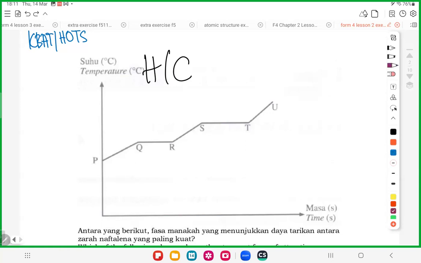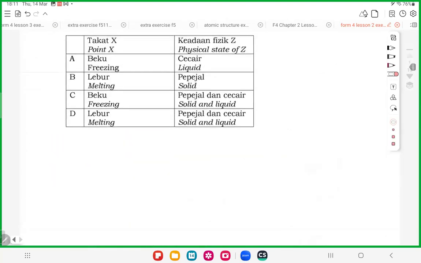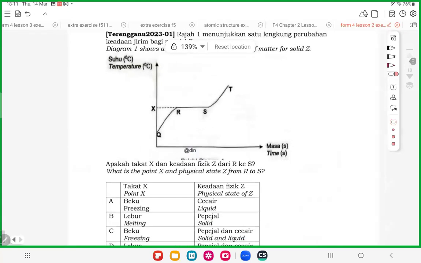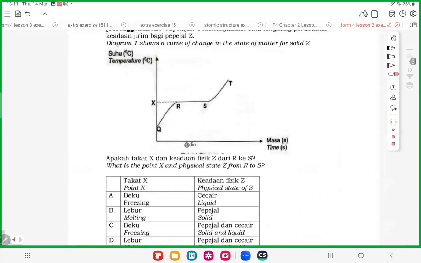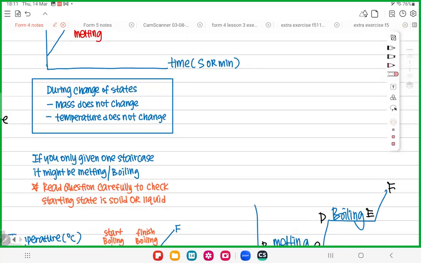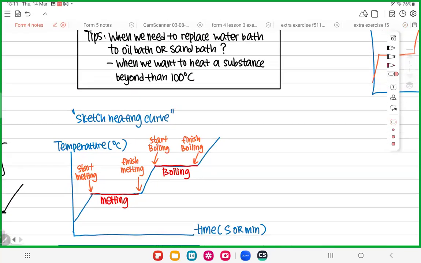Two, because I told you how to see the staircases. Look at the horizontal line. Horizontal line, horizontal line, two staircases. Understand? But I'm trying to tell you that a heating curve can be one staircase, can also be two staircases. Not to say it must be one staircase. No, one or two staircases. Okay, now I'll teach you how to analyze this heating curve and cooling curve.